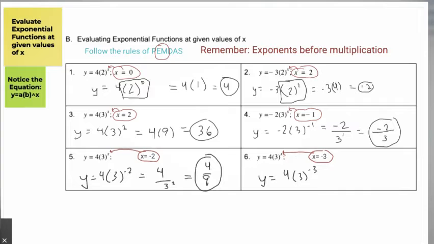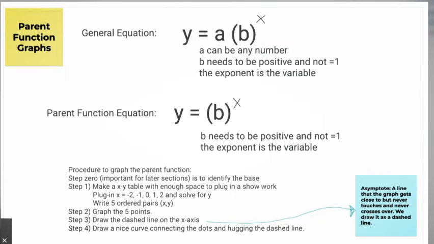Remember, negative exponent means fraction bar. And when you move it, it becomes positive. Now I simplify 4 over 27. Nothing can simplify, and that is my answer. I have evaluated the function at each x.